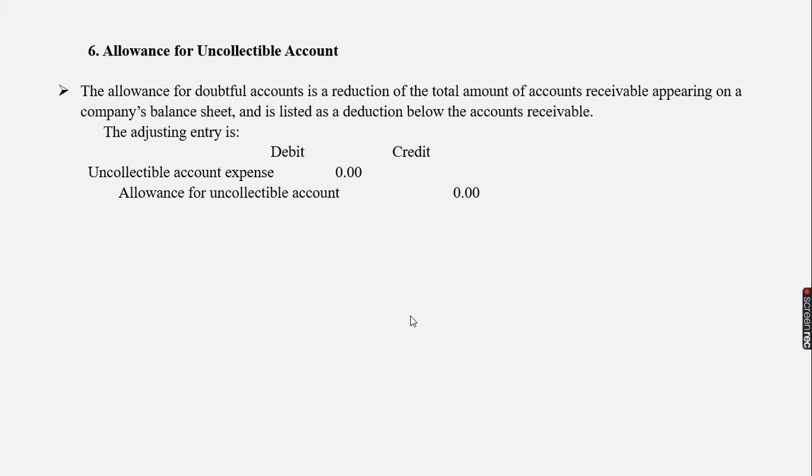So, the allowance for uncollectible accounts or for doubtful accounts is a reduction of the total amount of accounts receivable appearing on a company's balance sheet. So, and is listed as a deduction below the accounts receivable.